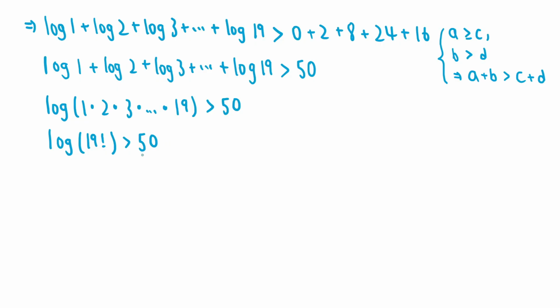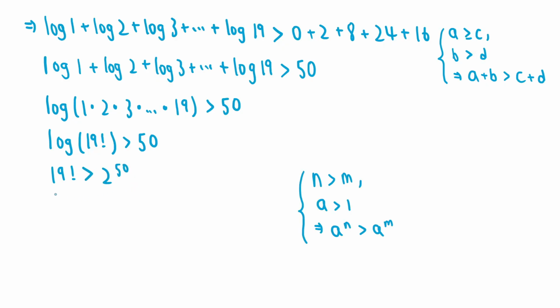If we raise 2 to the power of log of 19 factorial, we get 19 factorial, since the exponential of base 2 and the log of base 2 cancel out. And if we raise 2 to the power of 50, we get 2 to the power of 50. We can infer that 19 factorial is greater than 2 to the 50 by applying the exponential function of base 2 on both sides, and the inequality sign is preserved because of the property that if n is greater than m, then a to the n is greater than a to the m, provided that the base a is greater than 1. We were trying to compare 19 factorial with 2 to the 50, and using this method, we can conclude that 19 factorial is the greater of the two expressions.